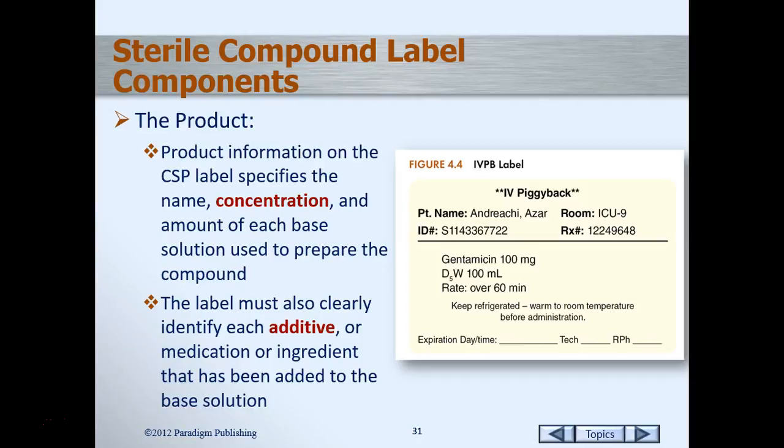So the product has to have the name of the drug, so in this case it's gentamicin, and the amount of the, oh, I'm sorry, I'm jumping ahead here. That's the additive. We're talking about the base. I'm reading words and not reading content. So it specifies the name, concentration, and amount of the base. So in this case, let's see if I can get this pen to work this time.